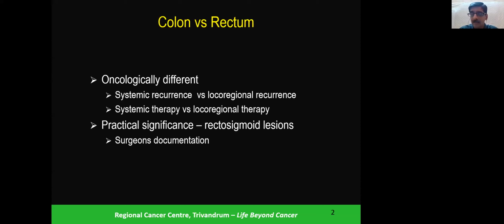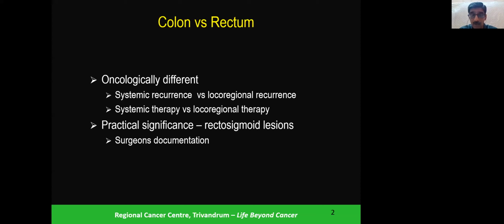This has a very practical importance. For example, many a time we operate on sigmoid cancers, and the surgeon usually writes in the operation notes that AR has been done. Then we send it to the oncologist for planning the adjuvant therapy, where the oncologist is confused whether to treat that particular case as a sigmoid cancer or rectal cancer. Because as I said earlier, if it's a sigmoid cancer, it becomes systemic chemotherapy. But if it's a rectal cancer, it becomes adjuvant radiotherapy. The basic difference is there.